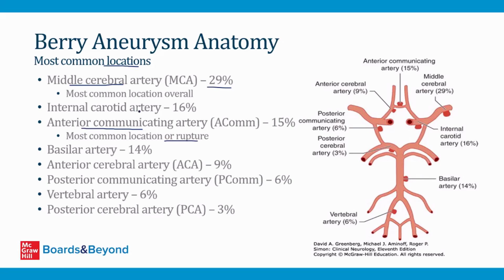Other places where you can see these aneurysms are the internal carotid artery, the basilar artery, and the ACA. PCOM aneurysms are relatively uncommon, but they can cause visual field defects, and we'll talk about this in a second. And then you can also see aneurysms involving the vertebral artery and the PCA.